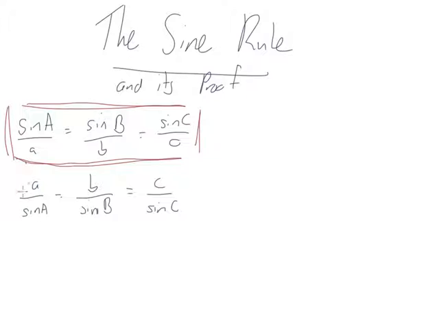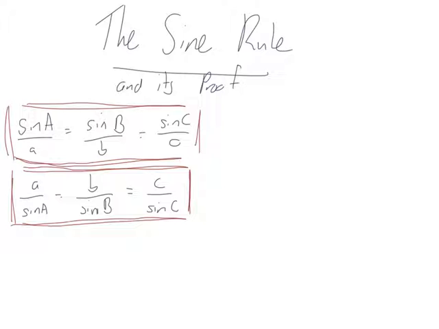One of these is given to me on the formula sheet, the other one is not. I don't know which one isn't off the top of my head. You can get one from the other by just flipping all the fractions. So if you take sine A on A and flip it, that will make A on sine A. Same here, flip that, all good.